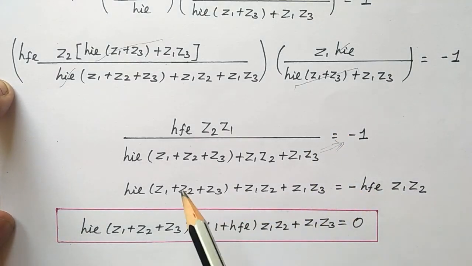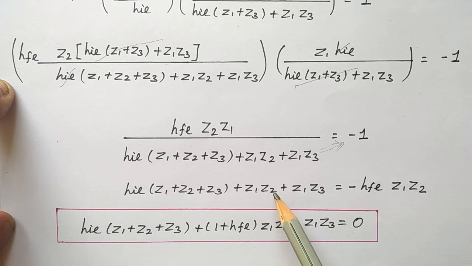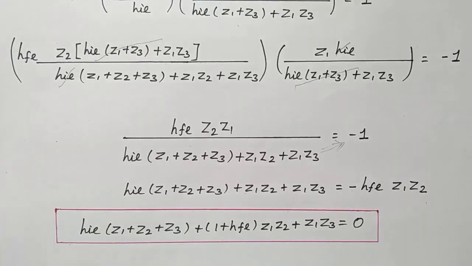Finally, bringing all the variables to the left side, on the right side we have 0. The final form will be HIE into Z1 plus Z2 plus Z3, plus, as we already have Z1 Z2 here, the minus becomes plus on the left hand side. So we have 1 and HFE here, so we put them in a bracket: 1 plus HFE into Z1 Z2 plus Z1 Z3 is equal to 0. So this is the final general form of any LC oscillator.